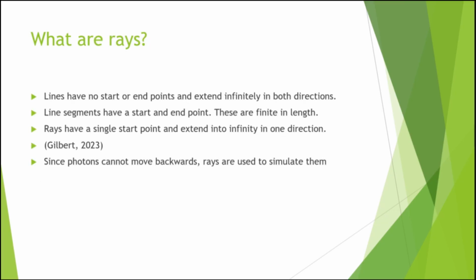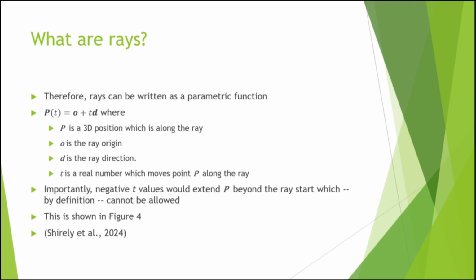We have lines. Lines are infinite in both directions. On the opposite end, we've got line segments which have a start and an end point. So these are finite segments. Rays lie somewhere in the middle where we've got a start point, but they can extend into infinity, but only in one direction. They are defined in parametric form: any point on the ray at parameter t can be defined as the origin plus t times the unit direction. In theory, t can be extended beyond 0 into the negatives, but by definition, this should not be allowed.